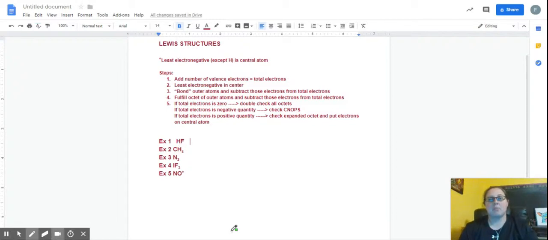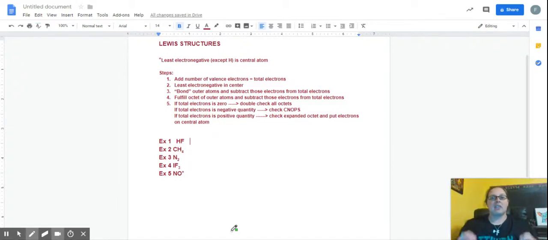First of all, main important factor here. The least electronegative, except for hydrogen, will always be your central atom. Now, what that means, electronegativity increases as you're going towards fluorine on the periodic table. So it has a periodic trend just like ionization energy does. It increases as you go across, and it increases as you go up. So it's going towards fluorine.